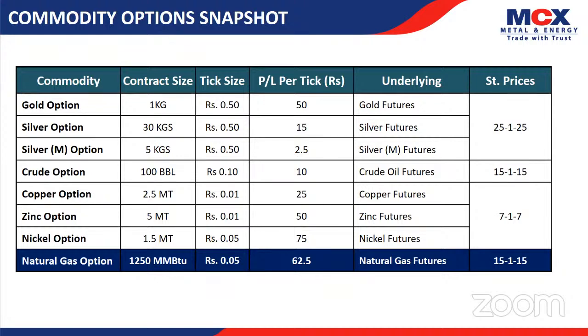Silver options, we'll have 15 rupees profit and loss per tick. Silver mini, 2.5 rupees. Crude options, 10 rupees profit and loss per tick. Copper option, 25 rupees profit and loss per tick. Zinc, 50 rupees. Nickel, 75 rupees. And natural gas option is 62.50 rupees profit and loss per tick movement. And all of them have their corresponding underlying futures as the underlying.